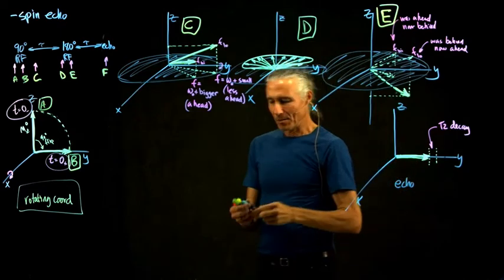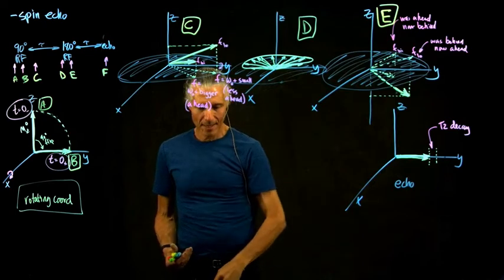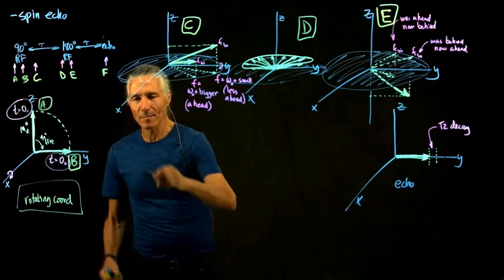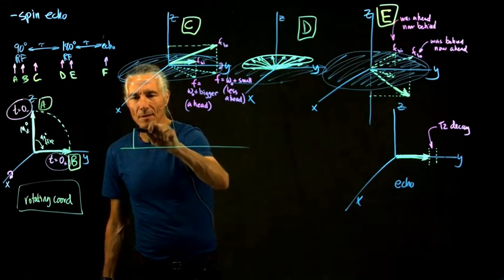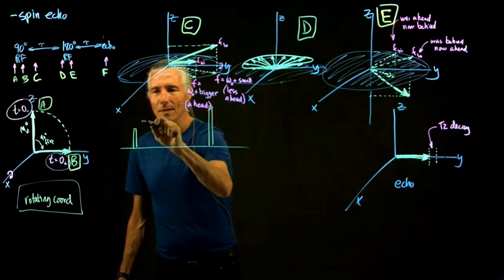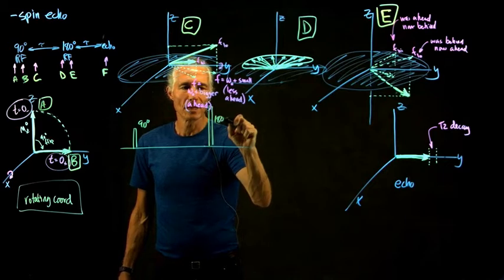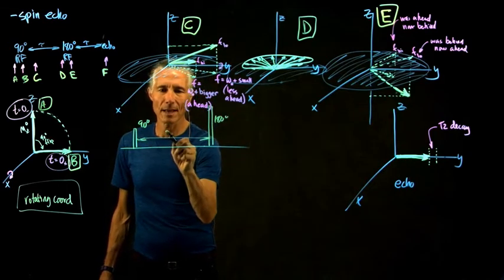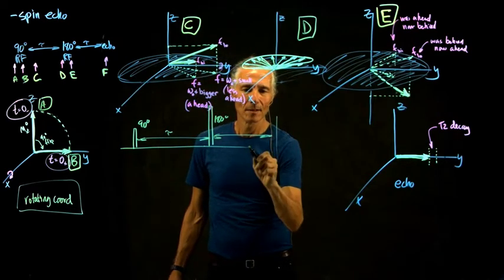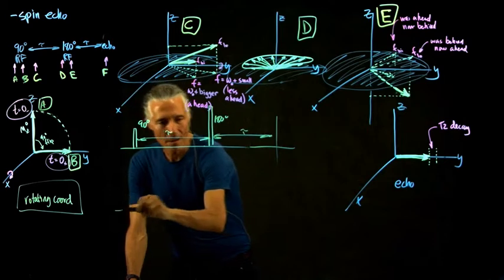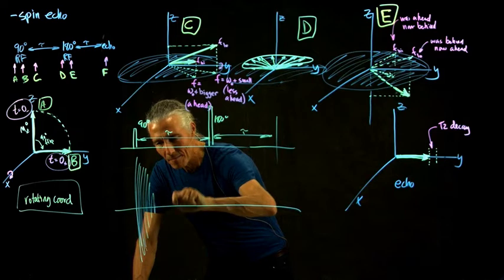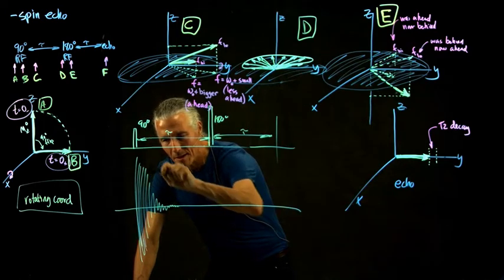So what does that correspond to if we look at our diagram of the way we normally look at it? Here's 90, here's 180, then here's that amount of time, and the same amount of time later. What happens? We get our initial big FID.